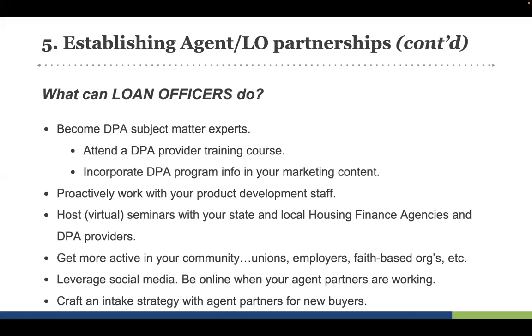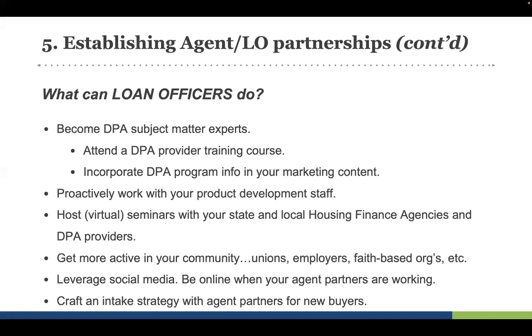Loan officers, host seminars, first-time homebuyer classes, teach homebuyer education courses, contact your state housing finance agency. What opportunities do they have for you to teach rather than just simply learn? Get more involved in your community too. Loan officers, are you working with unions? Are you going to agent events? Are you talking to employers? Are you going to your faith-based organizations? Get active in your community, not just to reach the potential borrower, but also to reach the real estate agents that are going to serve those same borrowers.